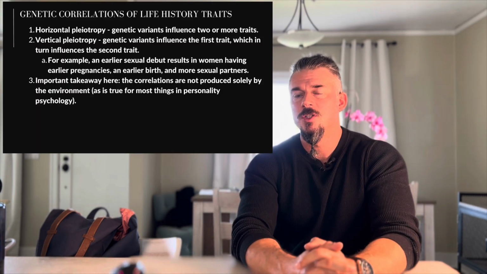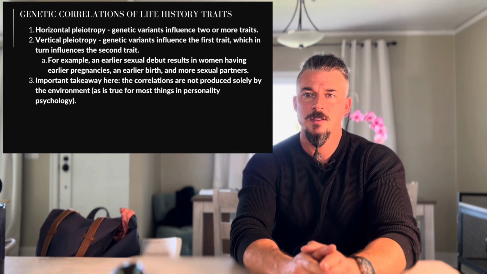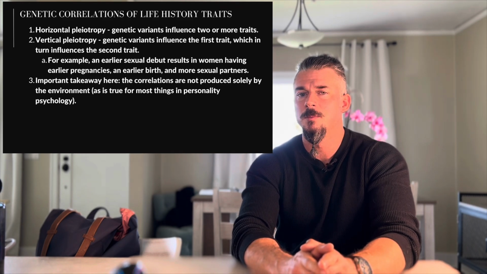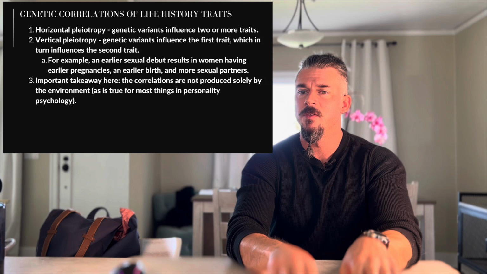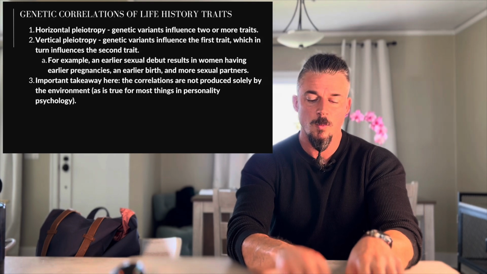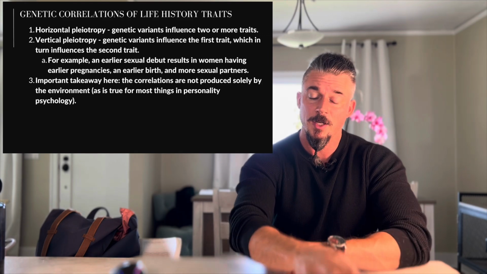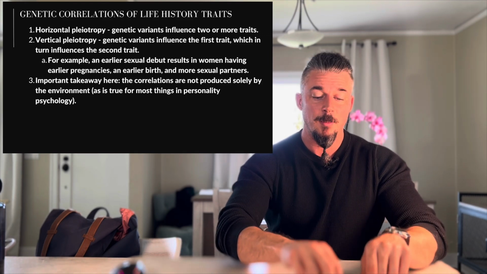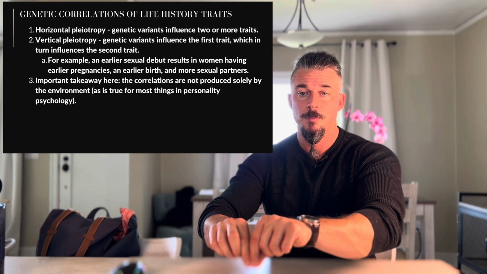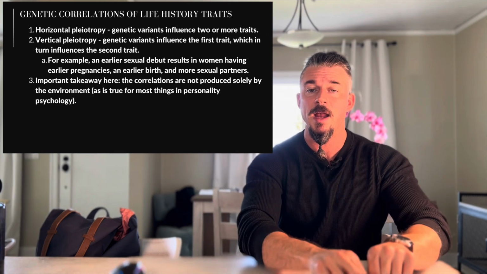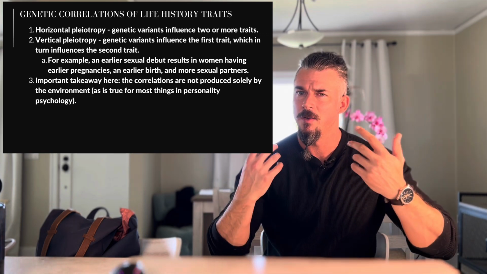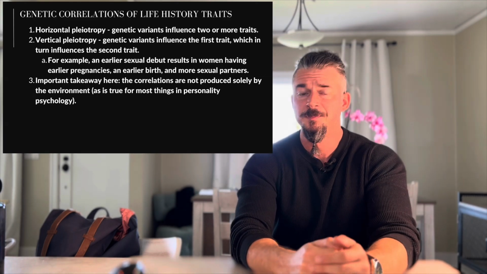Some genetic correlations of life history traits, just mentioning this. So we have this horizontal pleiotropy, and that's where a genetic variant can influence two or more traits. So when I say some of these are genetically correlated, that's what we see here, this horizontal pleiotropy. A genetic variant can be causal both for early sexual debut and for risk-taking. If I remember correctly, I think that's actually an example of one.